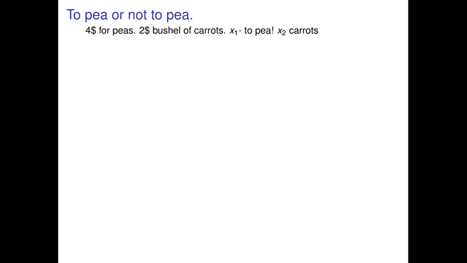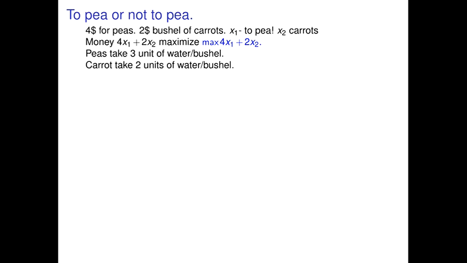X2, we're going to set up the variables corresponding to something of interest. The total money, now that we have these variables, we could write down how much money we make. It's 4 times X1 plus 2 times X2, and we want to maximize the money in general. That's what people seem to want to do with money. The peas take 3 units of water, carrots take 2 units of water per bushel, and you have 100 units of water. So now that you know how much peas you're making and how much carrots you're making, you know how much water you're using. It's 3 times X1 plus 2 times X2. And that should be no more than 100.